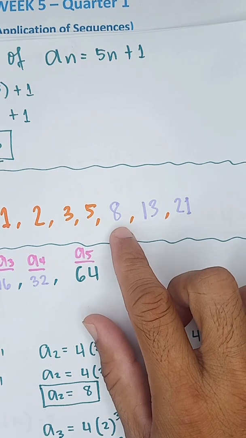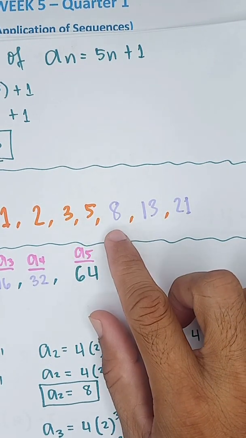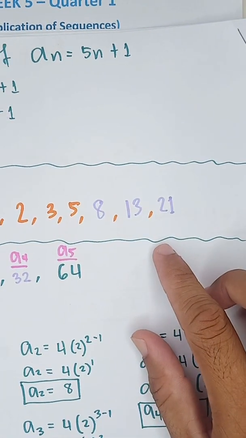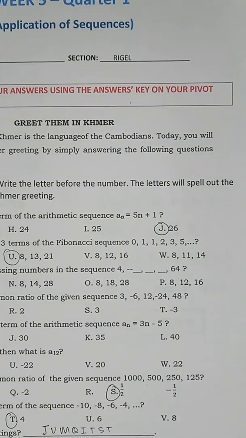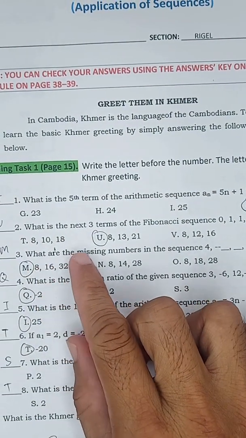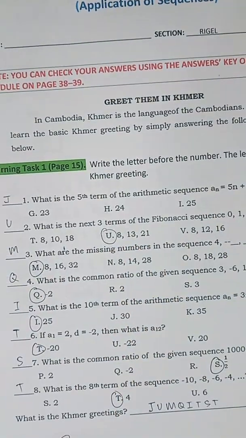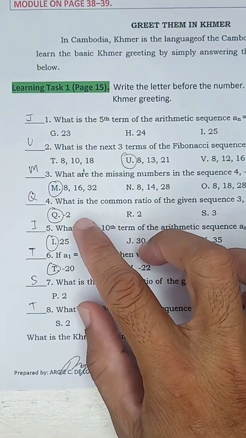That's why 8 yung nakalagay. Then 5 plus 8 is 13. 8 plus 13 is 21. So the answer is 8, 13, and 21. So here in your answer sheet, number 2, the answer is letter U. 8, 13, and 21. Okay, number 3.